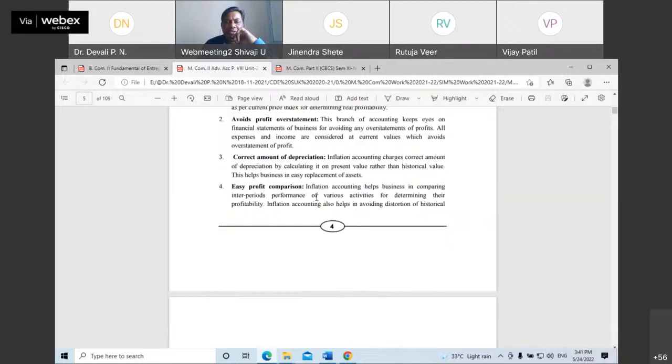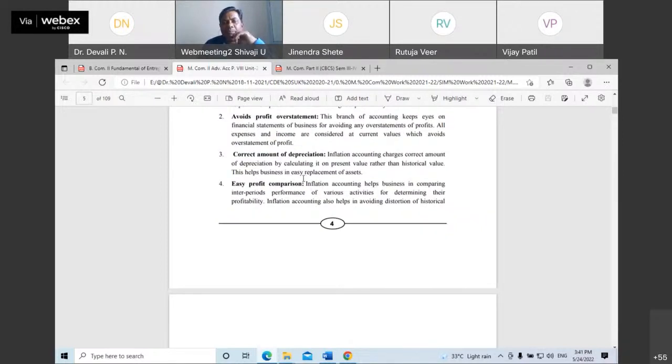Correct amount of depreciation. This is another objective. Inflation accounting charges the correct amount of depreciation by calculating it on present value rather than the historical value. It means it gives importance to the present value. What is the current situation, and how do we get the value of depreciation? It will be helpful in case of the replacement of the asset. So we can easily replace our assets by considering exactly what the depreciation is in the current situation.